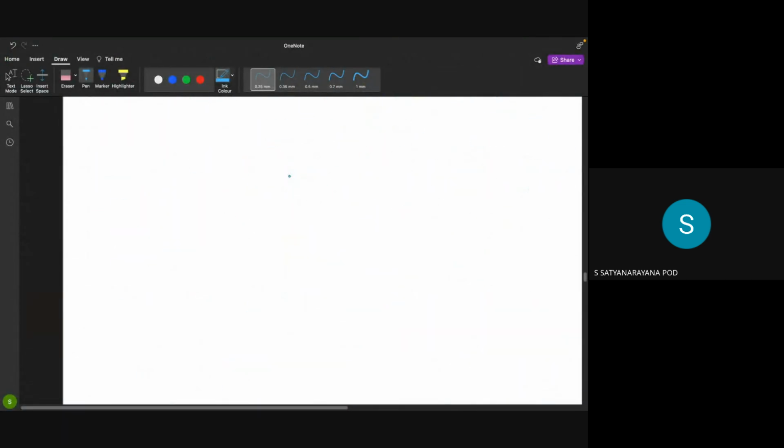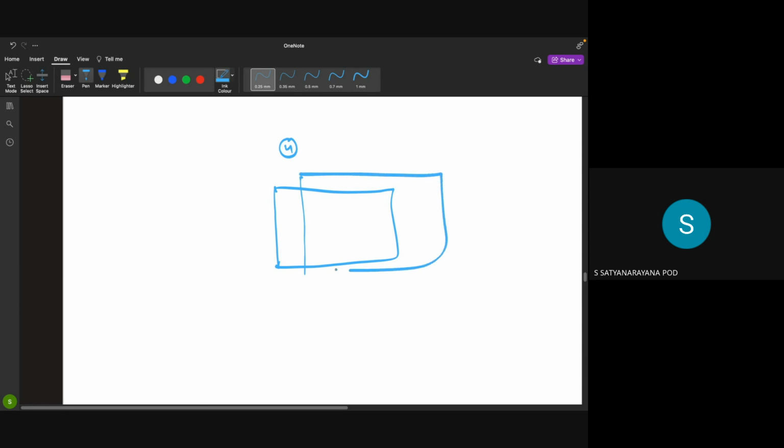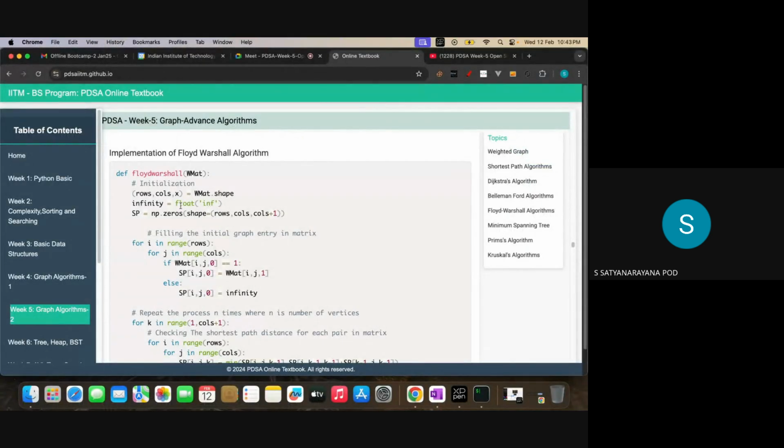If I draw it, what happens? If 4 vertices are there, the first version is here, the second version is here, the third version is here. Am I right or wrong? Look here, the rows and columns are clear. Clear? Fine.